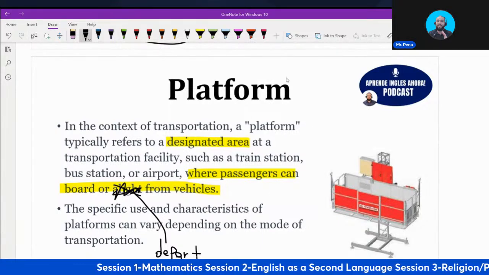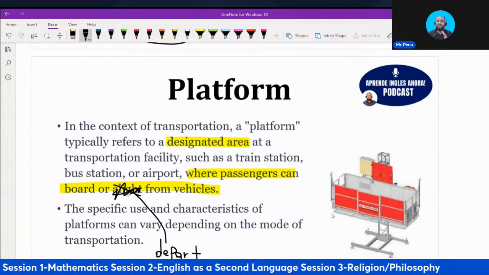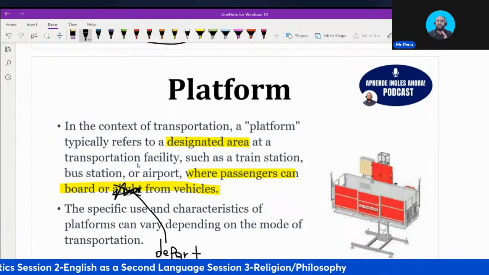A platform is what we use to get onto something like an airplane or to get off of an airplane. That's a platform.